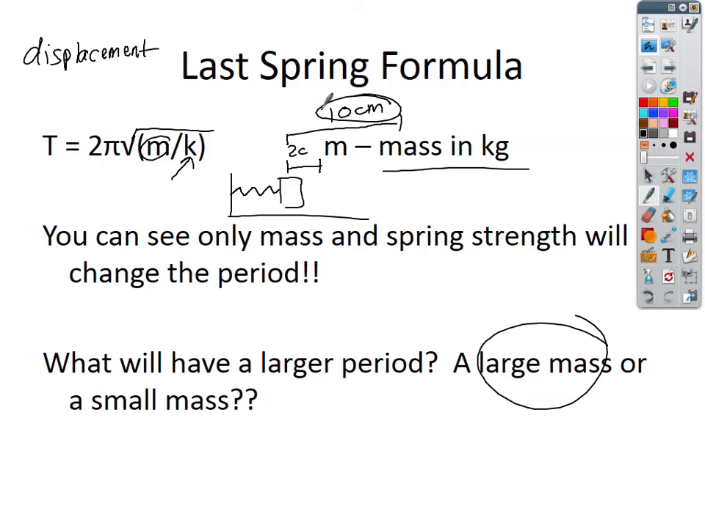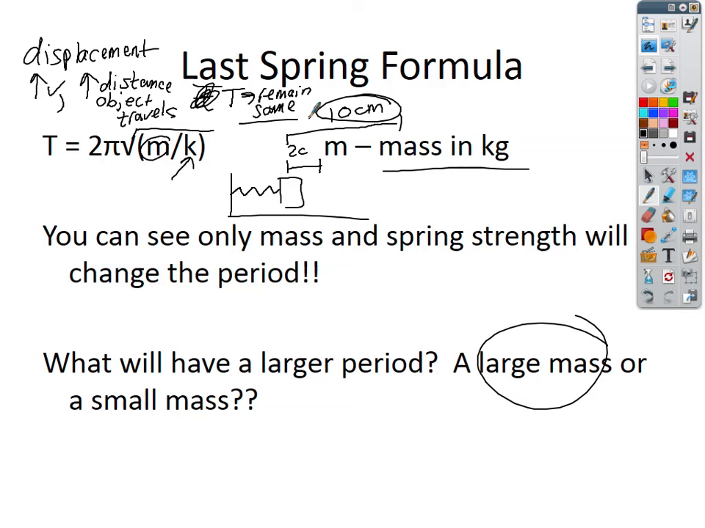So even though displacement will increase the velocity that the object goes because you have more energy, you are also increasing the distance the object travels. And so what happens here is it turns out the time, the period, will remain the same. The period will remain the same. So it will increase how fast it goes, but then it has to travel farther.